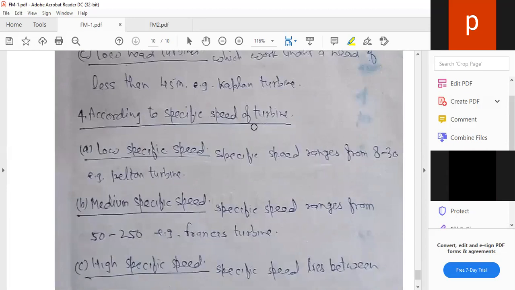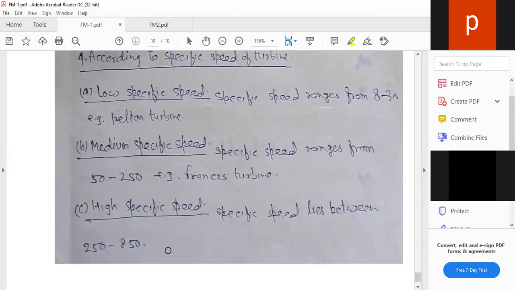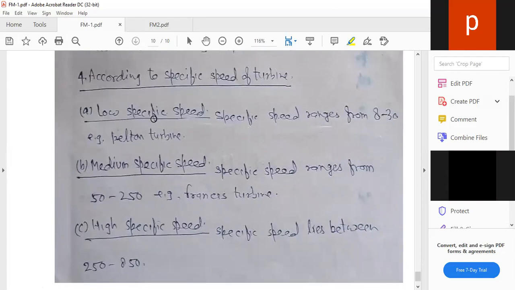Similarly, in case of specific speed, low specific speed is from 8 to 30, medium is 50 to 250, and high specific speed is from 250 to 850. That is known as high specific speed turbine. Now, these are the examples. Pelton turbine is a type of low specific speed turbine. Francis turbine is medium specific speed turbine, and Kaplan turbine is high specific speed turbine.